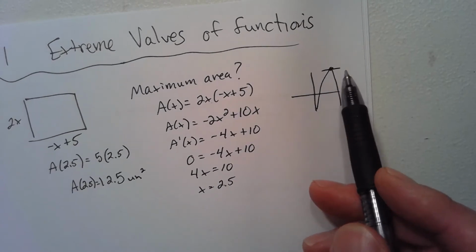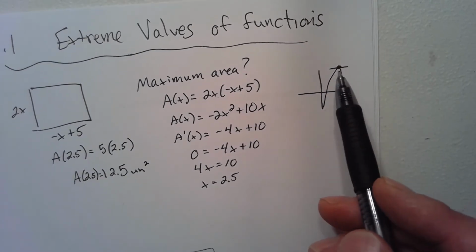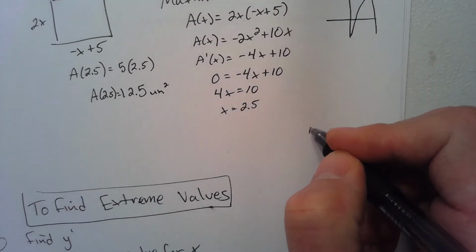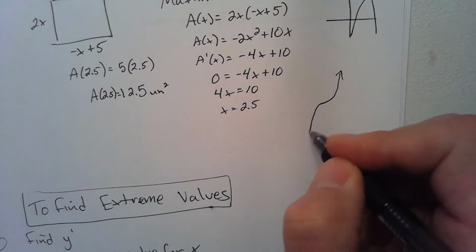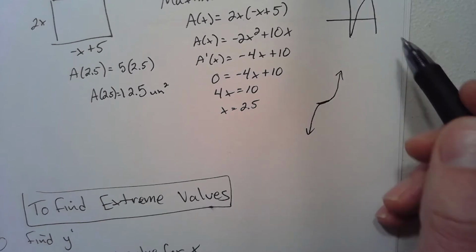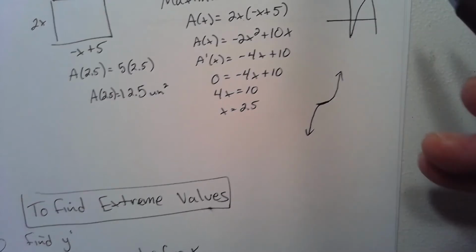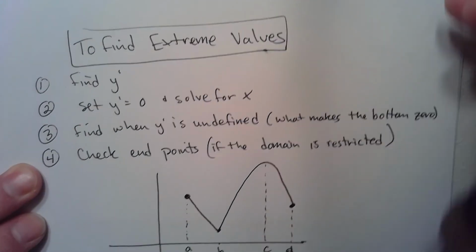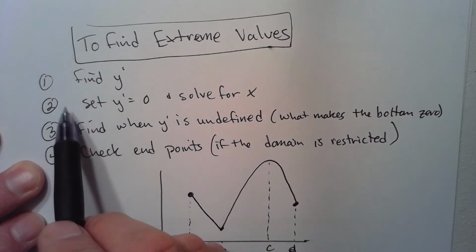and that will give you where you have horizontal tangents. And horizontal tangents aren't always maximums or minimums. They could be like this, where it's horizontal, but in most cases, it's going to produce either a maximum or a minimum. So that'll be the first two steps.